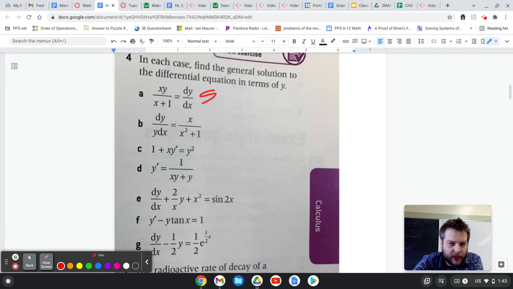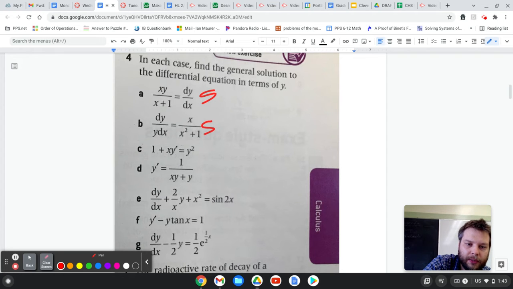On part B, it's also separable. You just need to multiply by dx. On part C here, let's see, are we able to separate those? It's not really looking like it. What you can do on part C then is if you divide both sides.